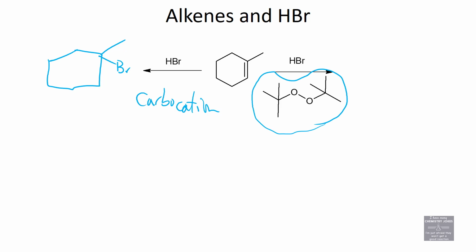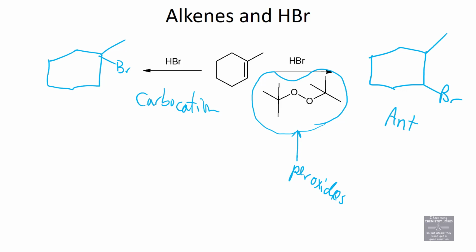old reactions, a chemist, I forget who, discovered if they tried to do that reaction and they had some peroxides in their flask, they did not get that product. They got this product instead, disregarding stereoisomers. This is the anti-Markovnikov product, and they were shocked, and they didn't understand why at first. So they started investigating.